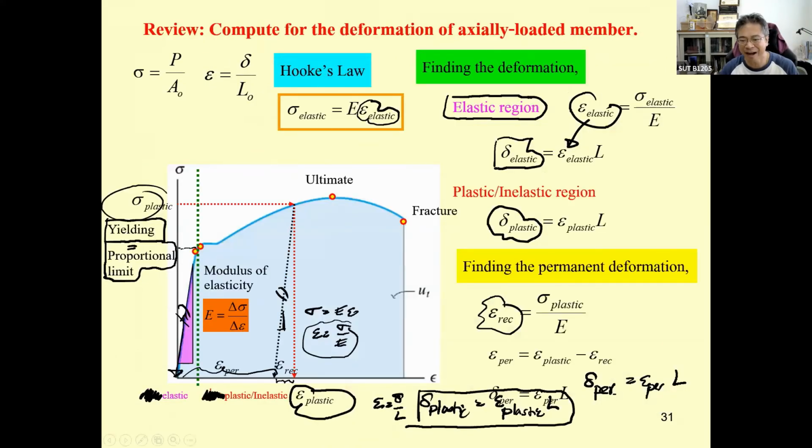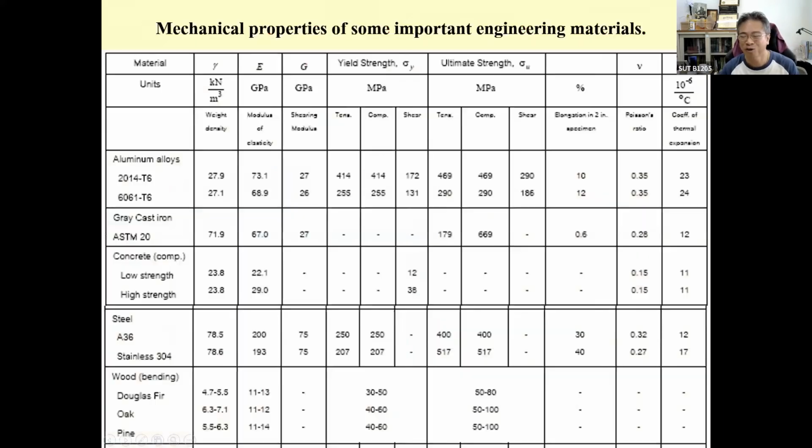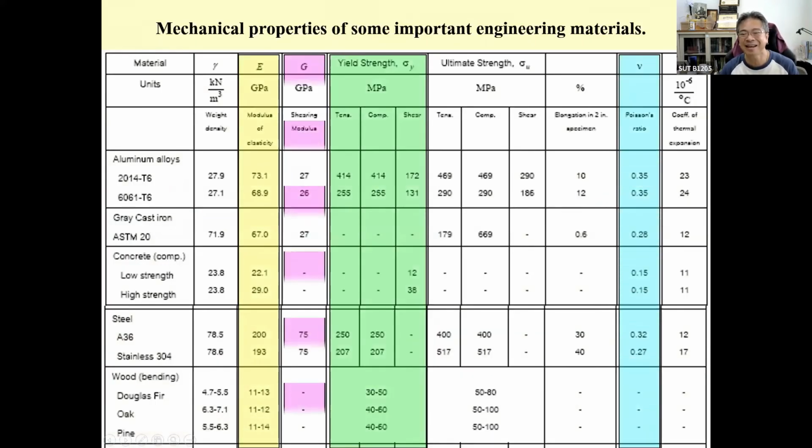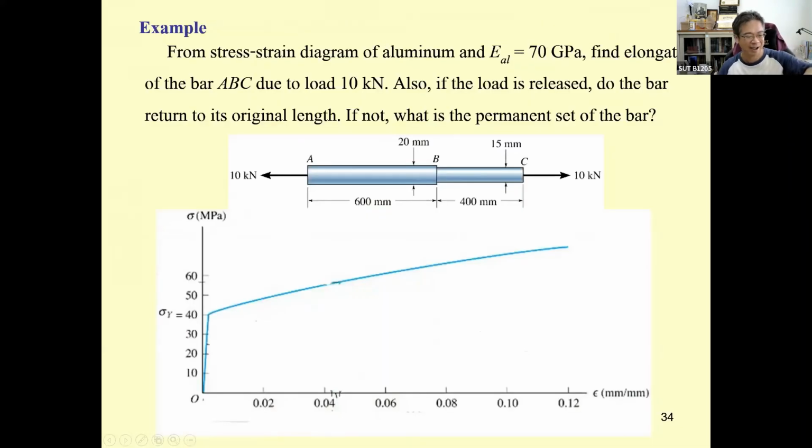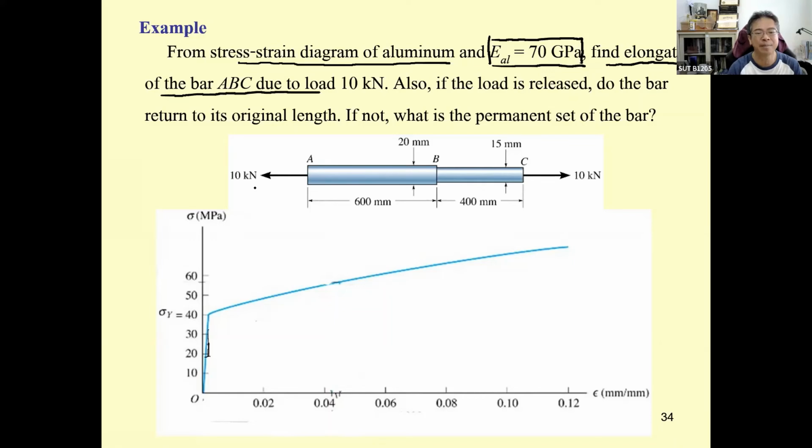Okay, based on this, I like to stop and take a look at what the big picture over here and try to understand it. But if not, go directly to example. Just study how it's going to be. Okay, now we have the stress strain diagram of the aluminum, and the problem give you the modulus of elasticity. So you don't need to determine the slope over here. Okay, they given to you already. And then they ask you to determine the elongation of the bar ABC.